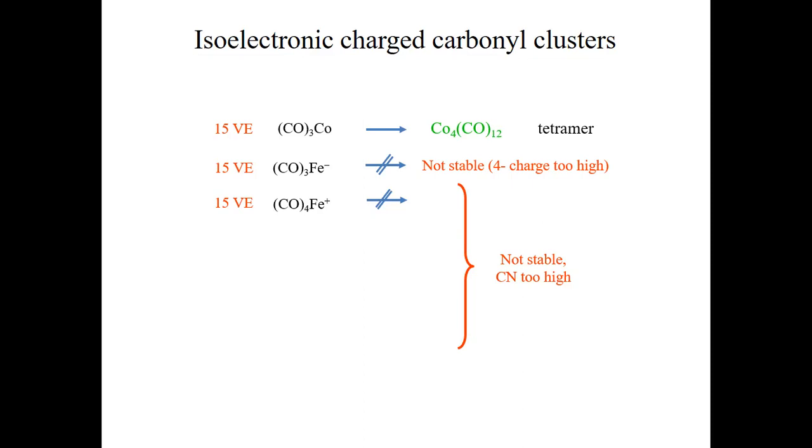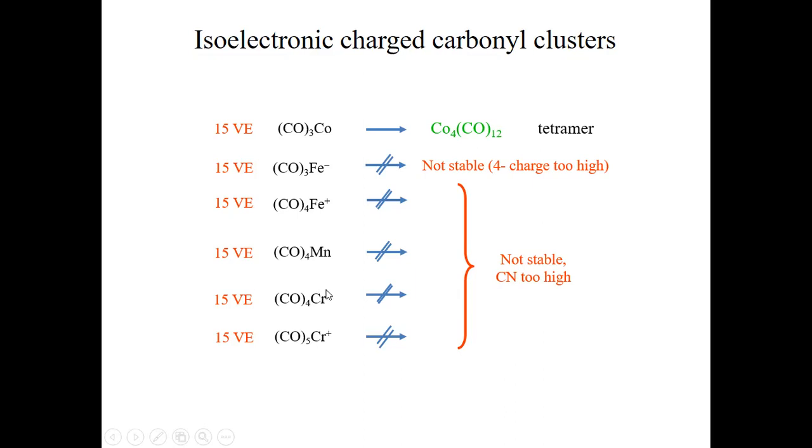Okay, for similar reason, also other fragments are not stable. So for instance, we could go from the iron to the manganese. So the manganese has 1 electron less than the iron. So an MnCO4 fragment would also have 15 valence electrons. So that would be a neutral species, but again, it's not observed because the coordination number would be too high, it would be 7.